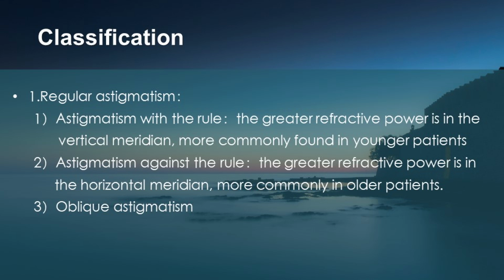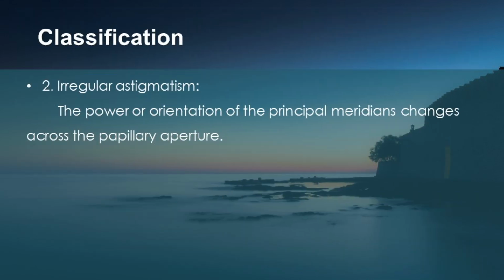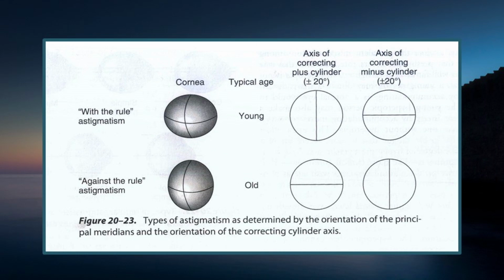Astigmatism with the rule: the greater refractive power is in the vertical meridian, more commonly found in younger patients. Astigmatism against the rule: the greater refractive power is in the horizontal meridian, more commonly in older people. Oblique astigmatism. Irregular astigmatism: the power or orientation of the principal meridians changes across the pupillary aperture.